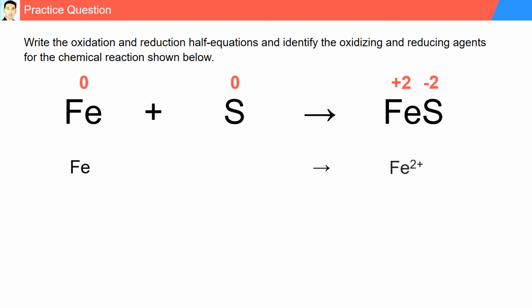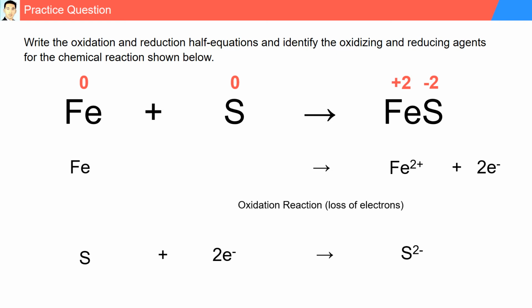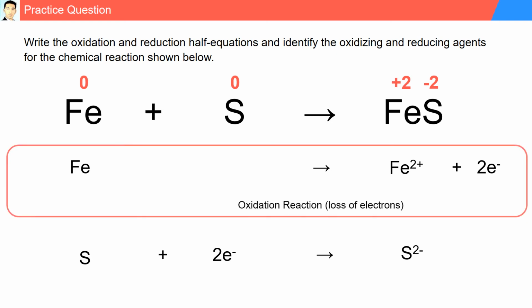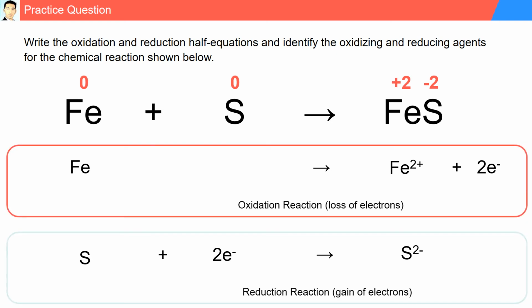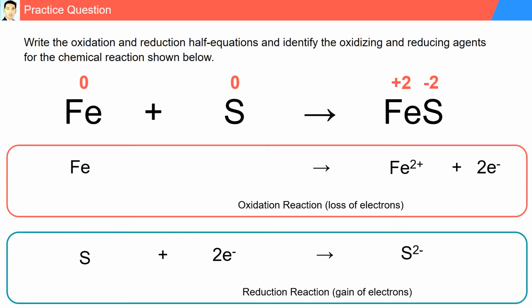The iron lost 2 electrons to become 2+, while the sulfur gained 2 electrons to become 2-. Since iron is losing electrons, it's undergoing oxidation, while sulfur is undergoing reduction. The iron is known as a reducing agent, while the sulfur is known as an oxidizing agent.